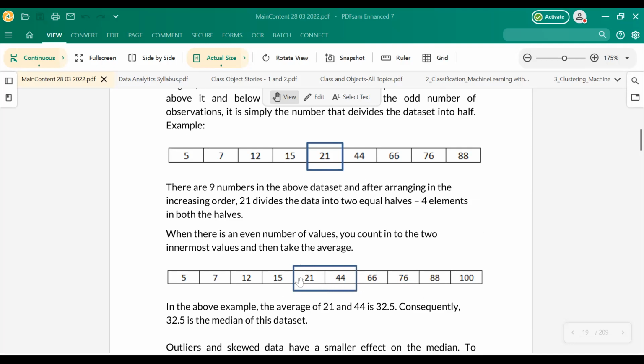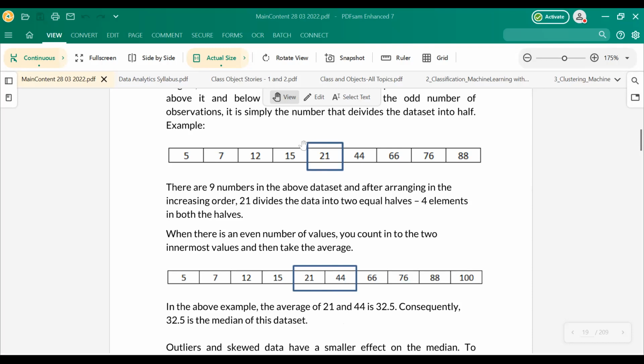So when you have an odd number of numbers, you'll have only one answer as your median. But when you have an even number of values, you'll have two mid values. So you take the average of the two mid values, and that is your median, right? So in this case, the median is the average of 21 and 44, which is 32.5. So 32.5 is the median of this data set, and here it is 21 easily.